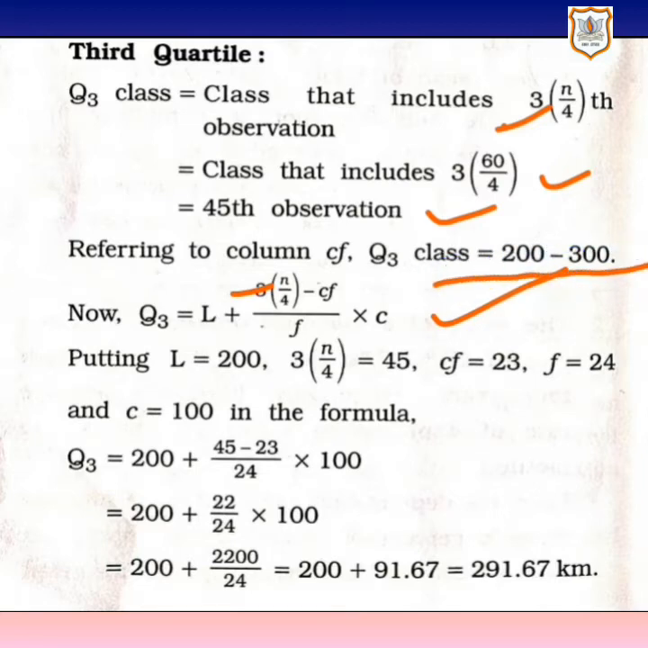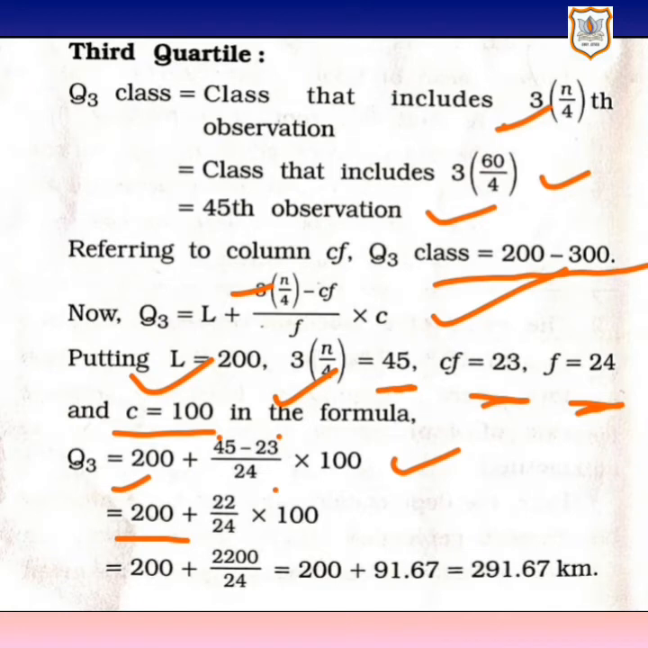So your lower boundary point L will be 200. 3n by 4 is 45, that we have taken out. CF we are going to take one class preceding, that is 23, and frequency in front of that is 24, and class length is 100. Now we are going to put the values in formula, that is L is 200, then 3n by 4 is 45, CF is 23, frequency is 24, and into class length, that is 100. So 200 will write same. 45 minus 23 gives 22 upon 24 into 100.